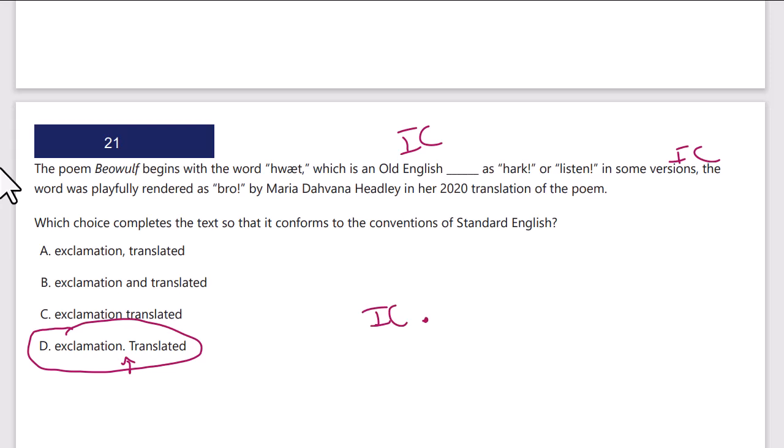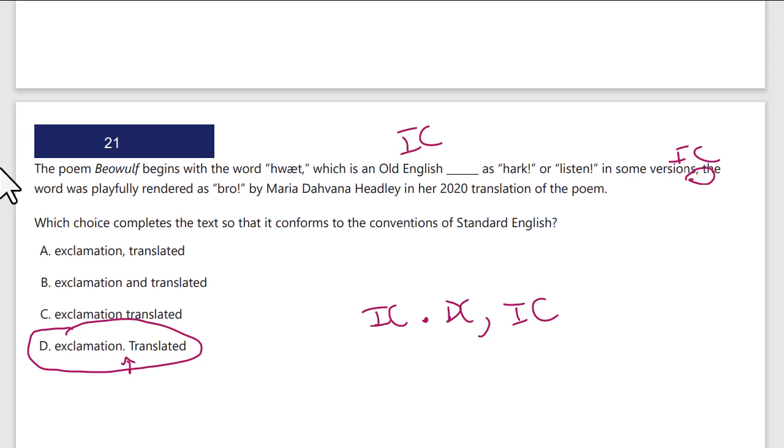Translated, which is a past participle, setting up a participle phrase or participle clause here, which is a dependent clause up front, then separated by a comma there. Then we get the main independent clause: the word was playfully rendered as bro, right? That's going to be it. That's, again, our new classic structure. Independent clause, period. Dependent clause, comma, independent clause. D. Let's just check the others quickly to see that they don't work.